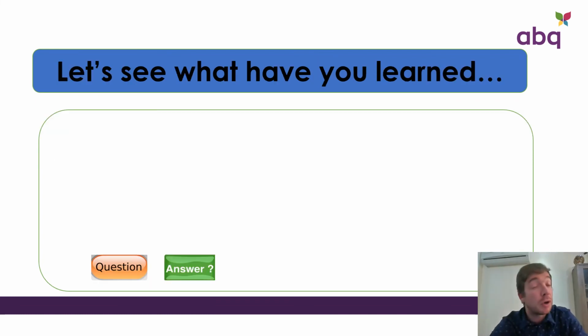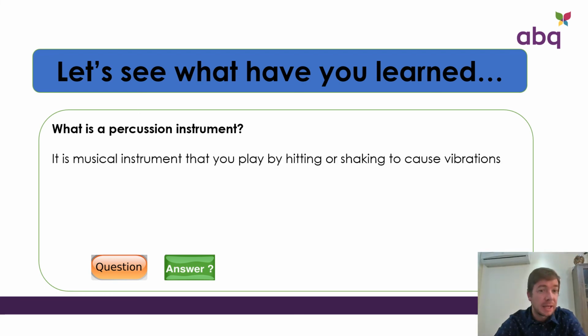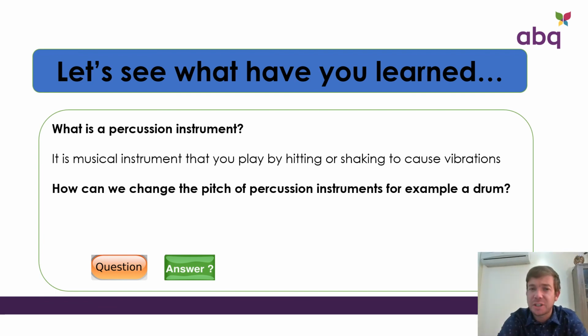Let's have a look at what you've learned today. The first question is, what is a percussion instrument? Can you maybe answer that question? If you say it is a musical instrument that you need to shake or hit to create vibrations and then to create sound for us, you are 100% correct. Well observed. And next question, how can we change the pitch of a percussion instrument, for example, a drum?